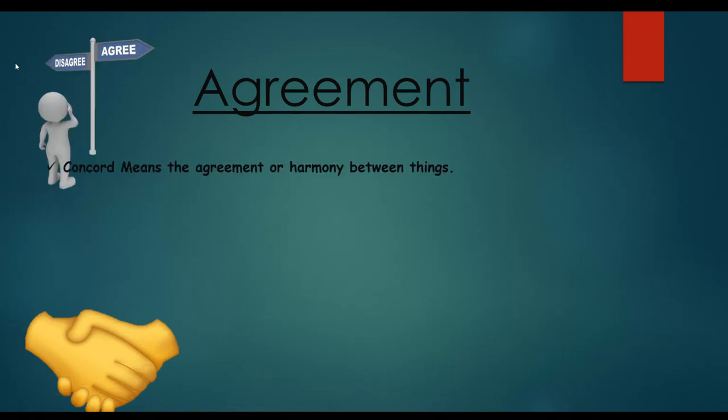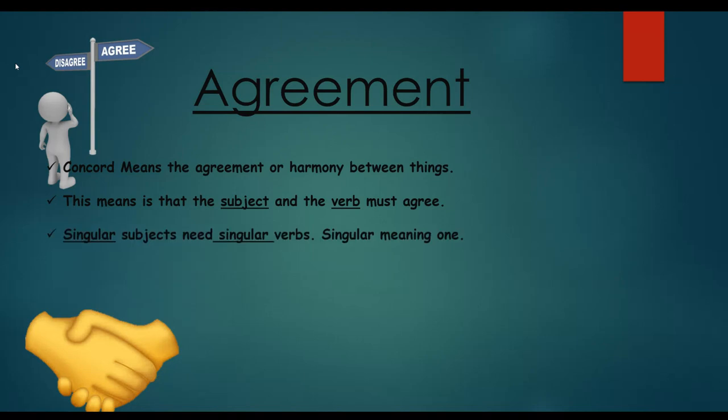So like I said, Concord is the agreement, the harmony between things. This means that the subject and the verb must agree. Singular subjects need singular verbs, singular meaning one, and plural subjects need plural verbs, plural meaning more than one. Remember that this is an agreement in number.